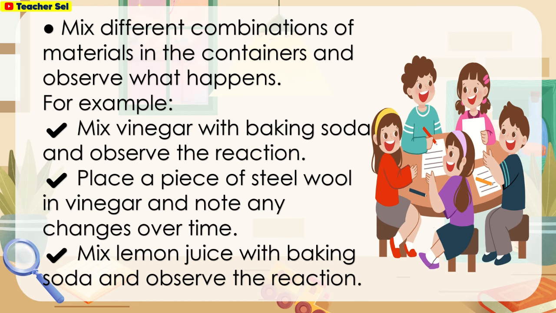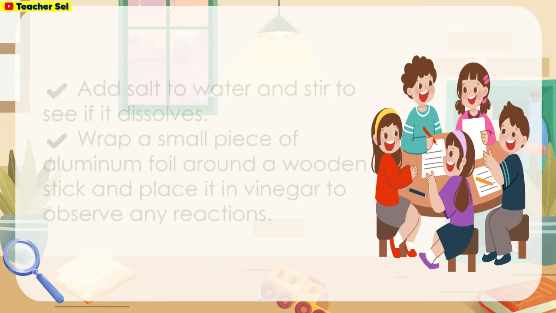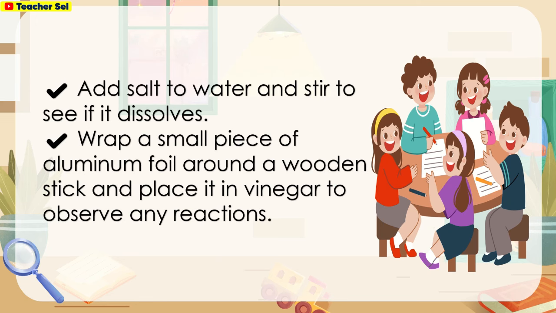For example, mix vinegar with baking soda and observe the reaction. Place a piece of steel wool in vinegar and note any changes over time. Mix lemon juice with baking soda and observe the reaction. Add salt to water and stir to see if it dissolves. Wrap a small piece of aluminum foil around a wooden stick and place it in vinegar to observe any reactions.